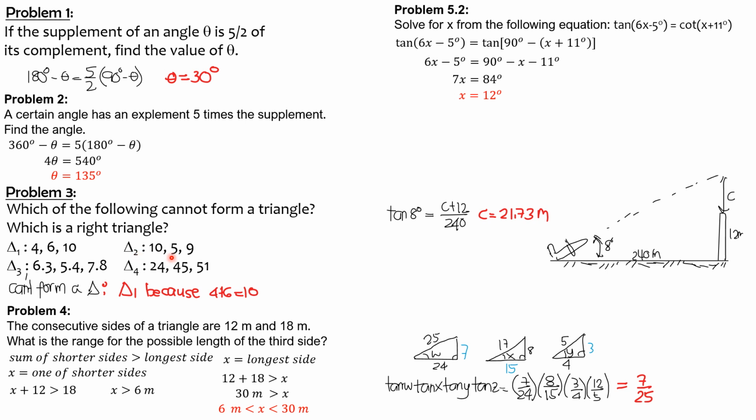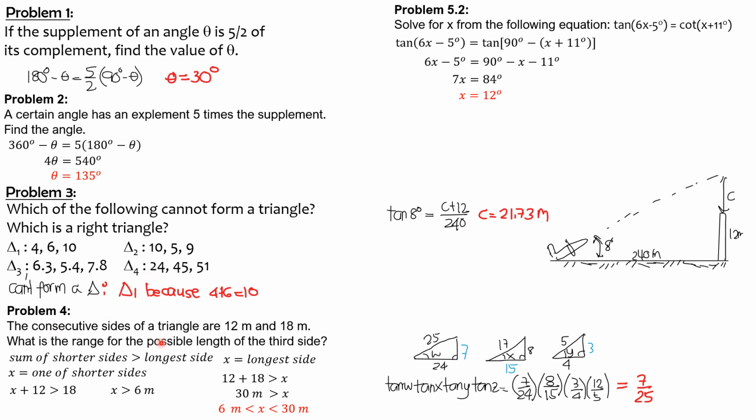Triangle 3, rather, 6.3 plus 5.4 is greater than 7.8, so that can form a triangle with these sides. Triangle 2, 5 plus 9, the shorter side sum is 14, greater than 10, so this can form a triangle. Triangle 4, 24 plus 45 is 69, and that is greater than 51, so that can also form a triangle. So only triangle 1 cannot form a triangle because 4 plus 6 is not greater than 10, it is equal to 10.